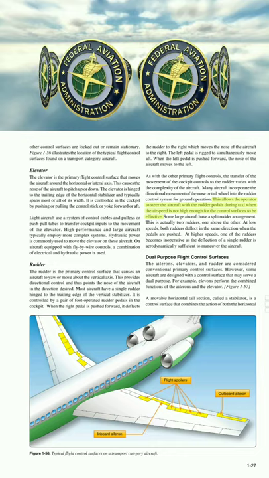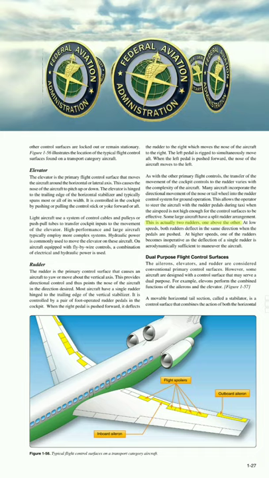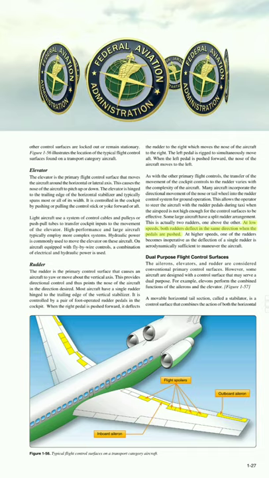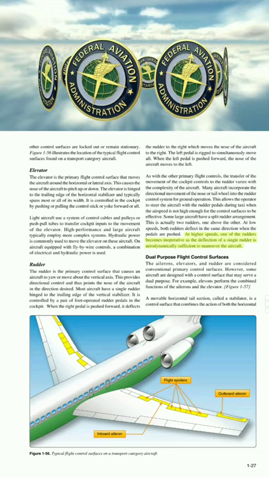Some large aircraft have a split rudder arrangement. This is actually two rudders, one above the other. At low speeds, both rudders deflect in the same direction when the pedals are pushed. At higher speeds, one of the rudders becomes inoperative as the deflection of a single rudder is aerodynamically sufficient to maneuver the aircraft.